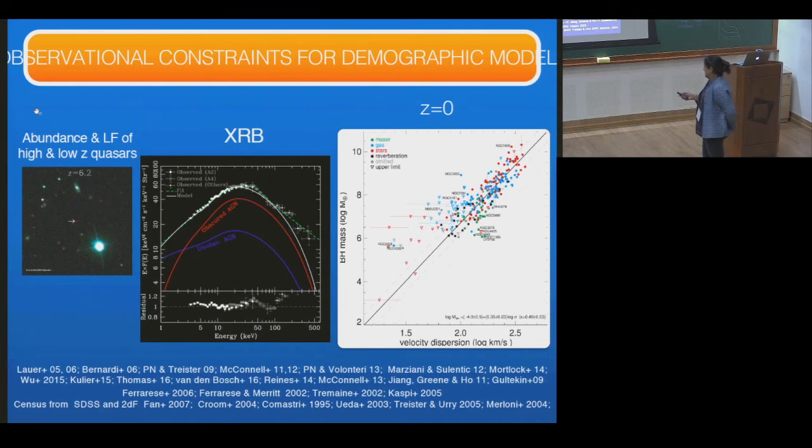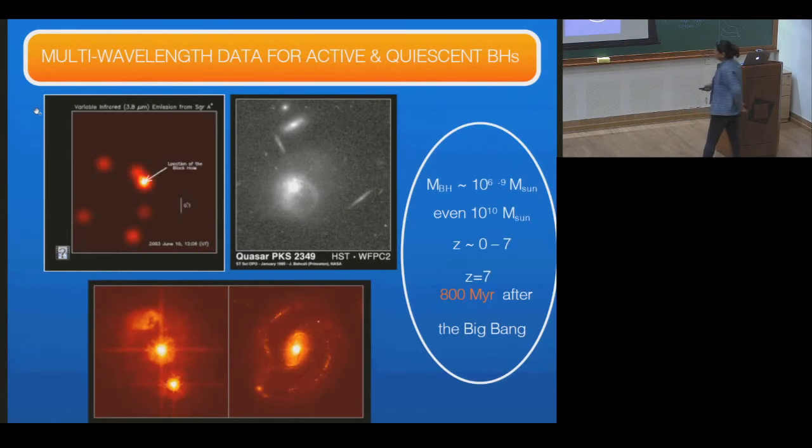Okay, so it's a pretty tall order, but we'll see that we can actually make quite a bit of headway. So what are the things that inform our models? As I mentioned, there's multi-wavelength data for active and quiescent black holes. And then there are some very interesting observations that we would like to match as well.